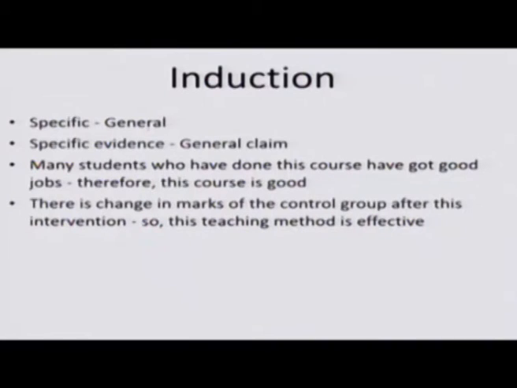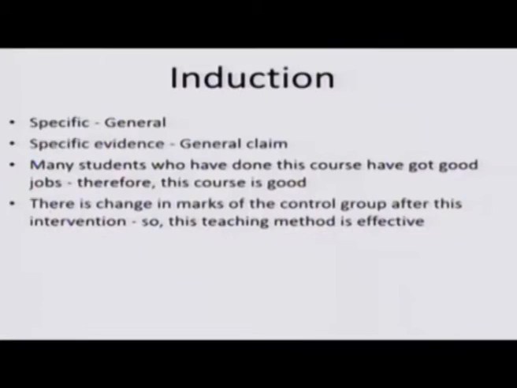In induction, we move from specific to general. You have specific evidence, and using that you make a more general claim. For example, many students who have done this course have got good jobs, therefore, this course is good. Student X has got a good job, student Y has got it, student Z, and so on. Based on those individual cases, you are making the general claim that this course is good.